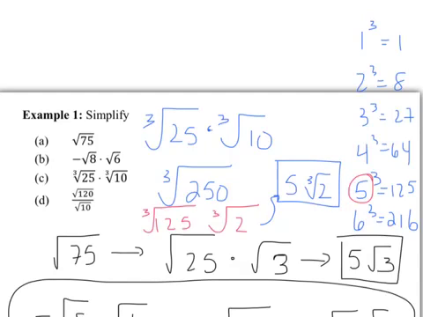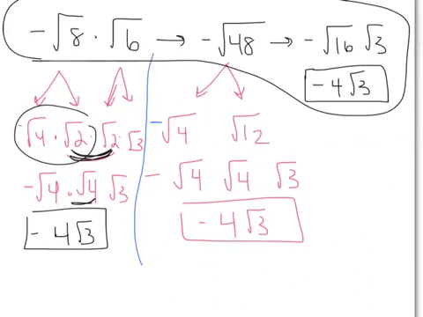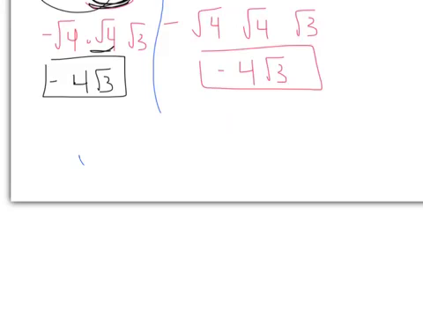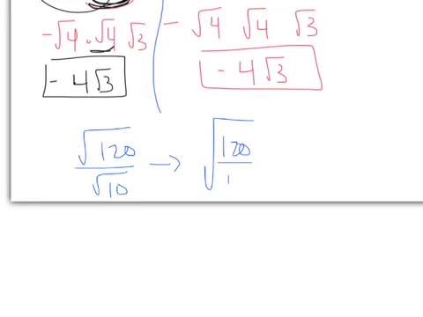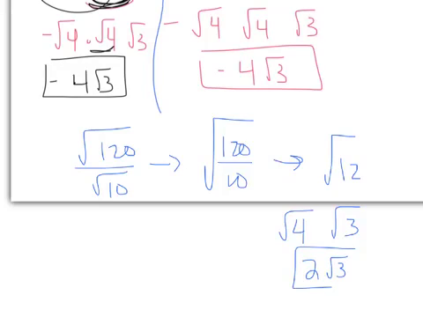And finally, part D, root 120 over root 10. Well, look at our rules. Our rules say that we can put this under one radical, so we can write it like this. And that's just simply going to be a 12 left behind there. And then 12 is really root 4 times root 3, so this is 2 radical 3.